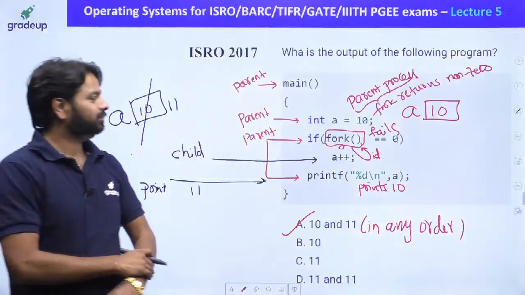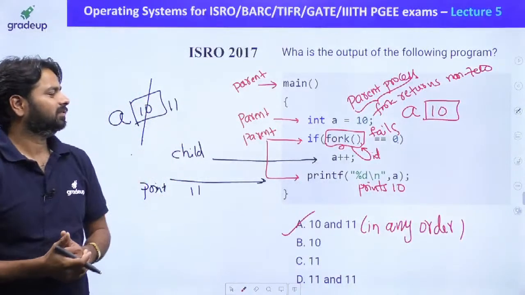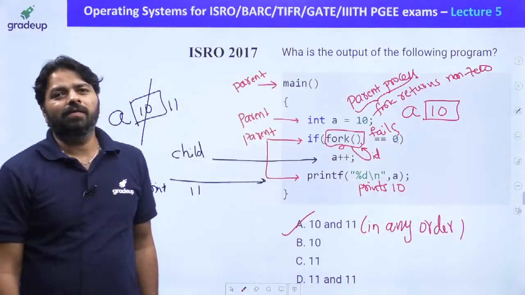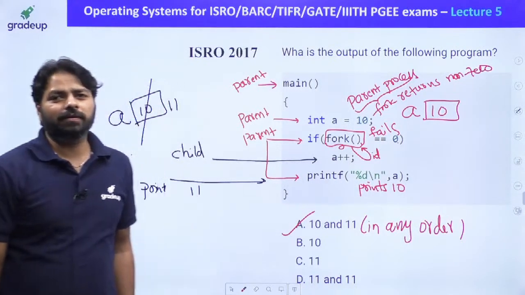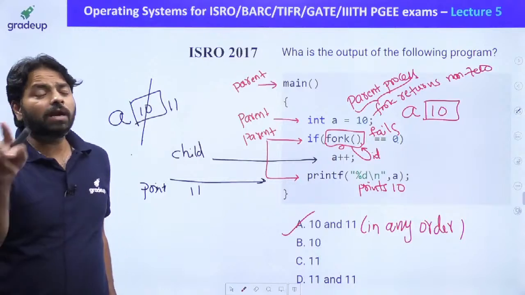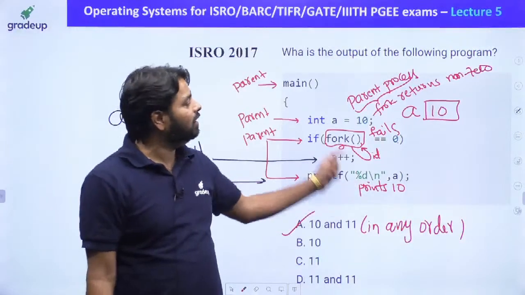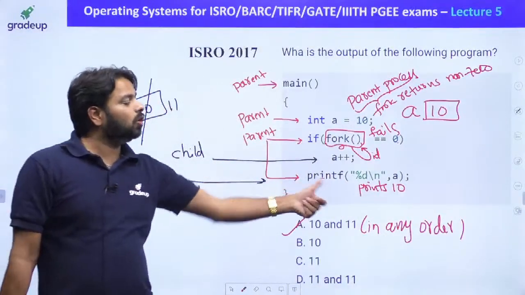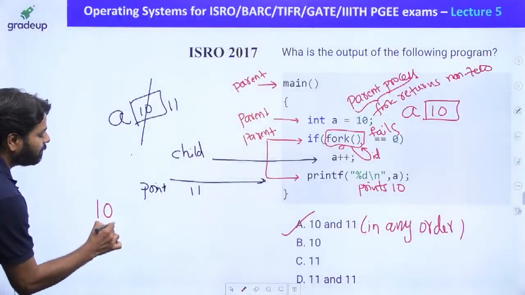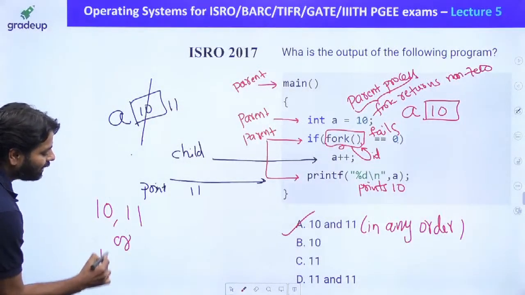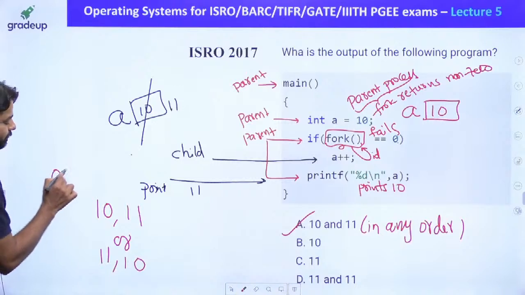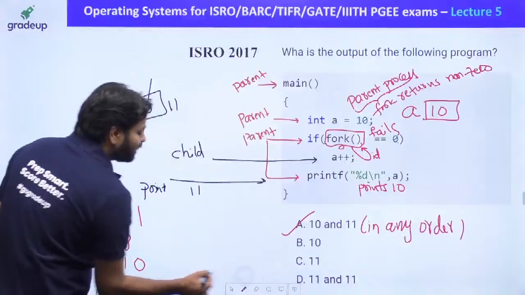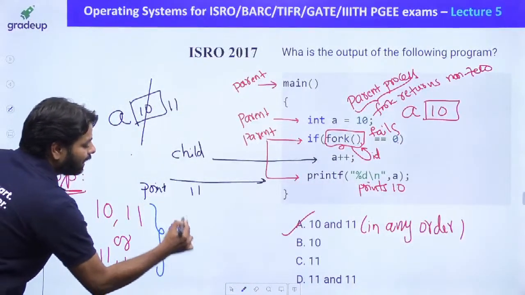How does it work? One possible output: there are two outputs coming. Parent prints 10 and child prints 11. Either the output is 10, 11 or 11, 10. This is the output, but the order is not known. The order is unknown.